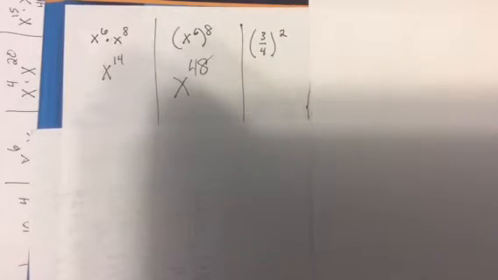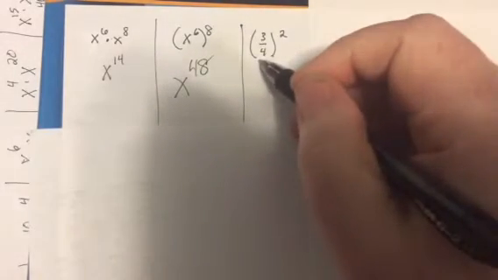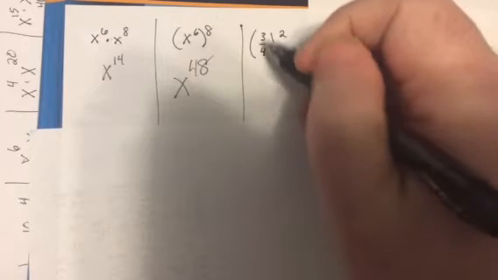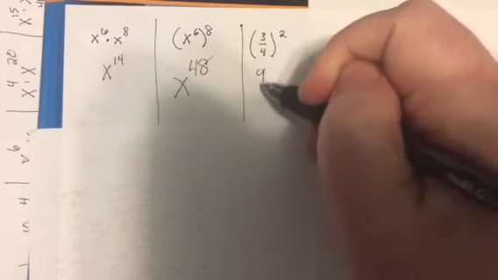We're cranking now. Hey, 3/4 squared, that means square both terms. So 3 squared is 9.